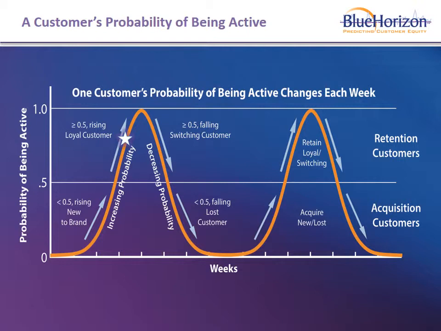A customer whose probability of being active is high but falling is beginning to switch or discontinue buying your brand. Marketing tactics to retain the customer are important. And a customer whose probability is low and falling is no longer loyal. They may be lost, and we need marketing efforts that reacquire them.